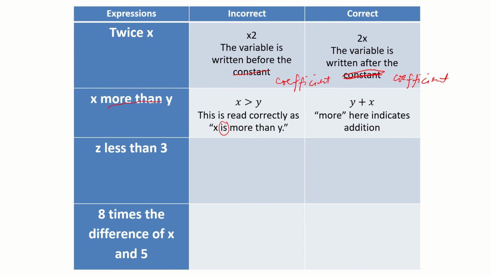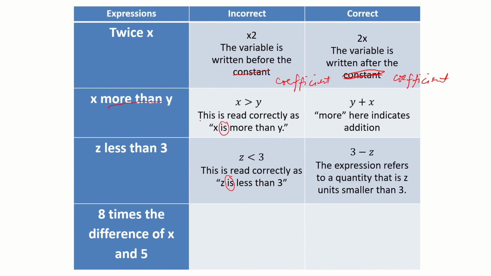Same with z less than 3. So they're thinking of it as the inequality symbol less than. But we only use this symbol if the statement is z is less than 3. So there's a word is. But if there's none, we are referring to subtraction. And take note, less than. So you put the z on the right and then 3 on the left. So 3 minus z.